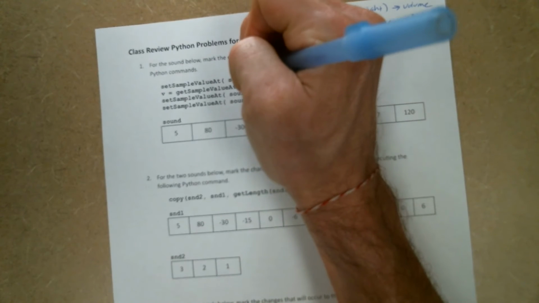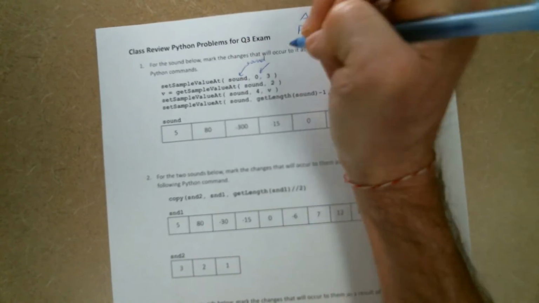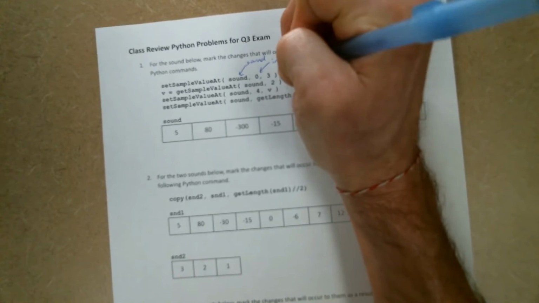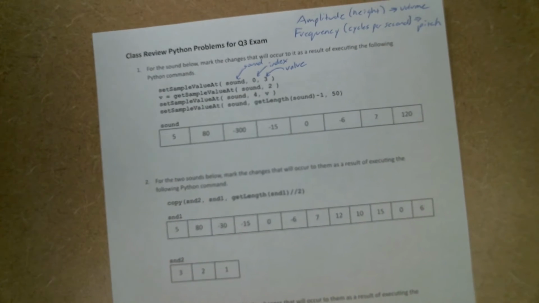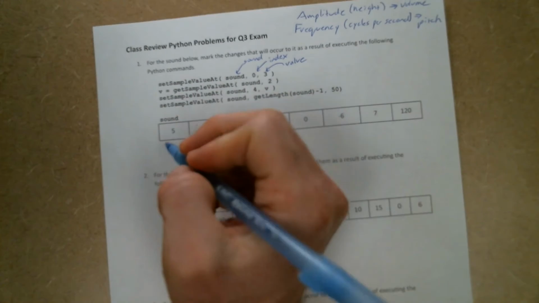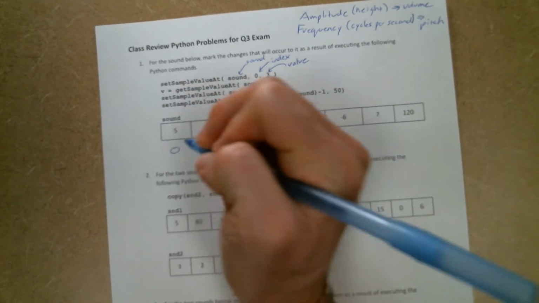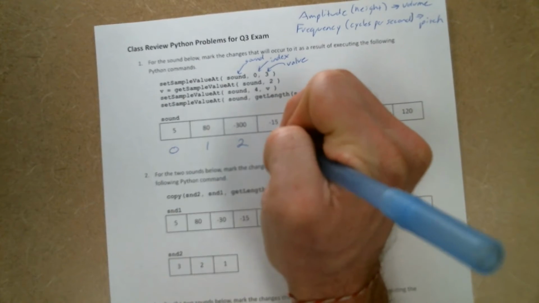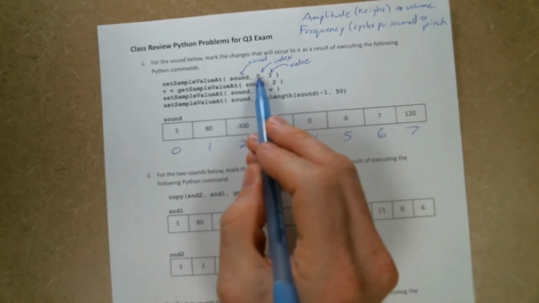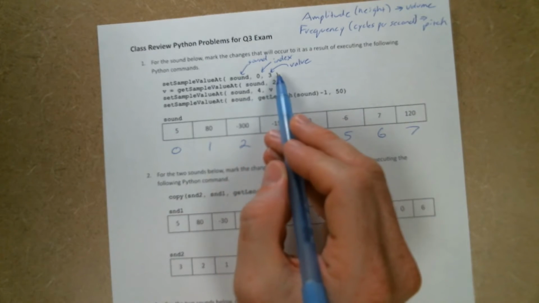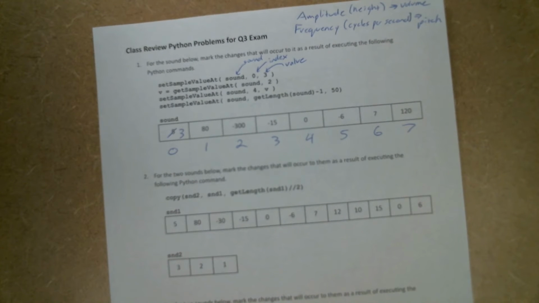So again, this is the sound that you're actually acting on. This is the index that you're choosing, and this is the new value that you're giving to it. An important thing to remember is that when you have a sound file, the very first value is at index 0, and then they go up from there. So this one is saying change the value at index 0 to a 3. So it would change this 5 to a 3.